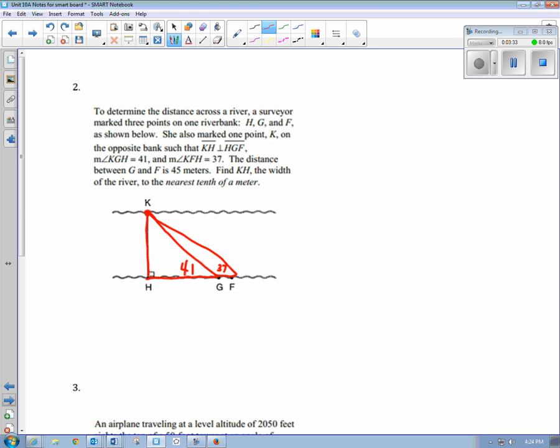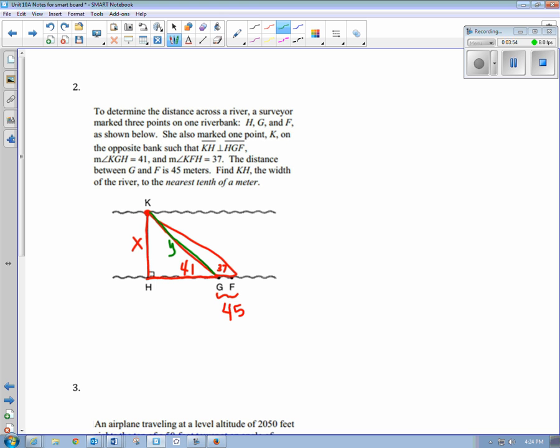It's asking, after telling us that the distance from G to F is 45, it's asking for us to find KH, which is technically the width of the river, to the nearest tenth. So in this particular case, I'm going to do that same thing. I'm going to find that shared side, and I'm going to call that shared side Y.